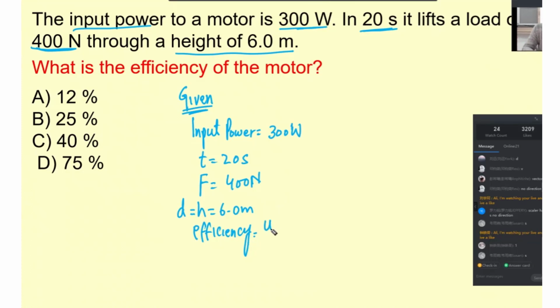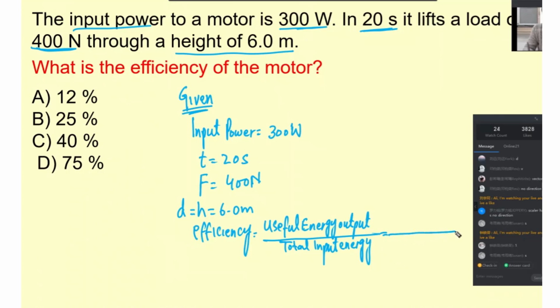Very important point, a little bit tricky one, but a very nice question to understand the concept. So let me first of all write down efficiency. This is equal to useful energy output divided by total input energy. Now you need to find out what is given to us. Input energy is given, so simply you can write down input energy here. This is equal to 300 watts. But how about useful energy output? Is it given to us or not?